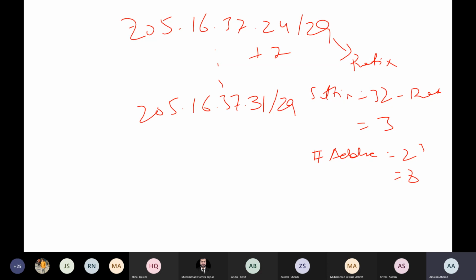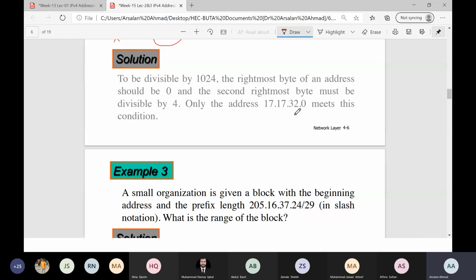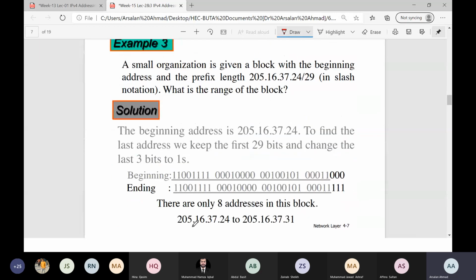The other way around is that you write the binary, just like we did yesterday. You write the binary: this is 205.16.37.24, and then you have the last 3 bits, so it can take the range from 000 up until 111. If you convert the beginning one, this is dot 24, and the last one, this is dot 31. So there are only 8 addresses in the block.